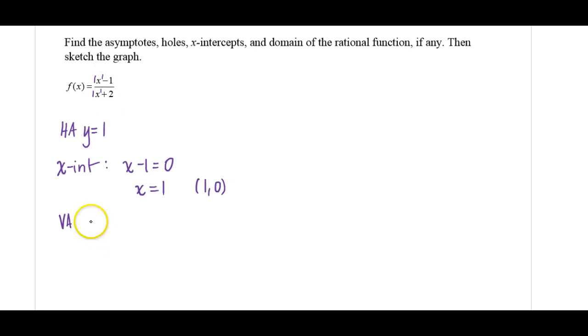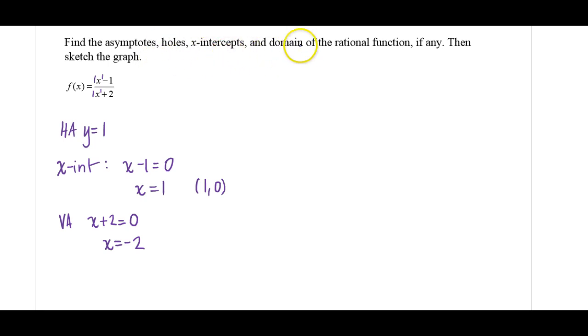So if I set the bottom equal to 0, I have x plus 2 equal to 0. If I subtract the 2 to the other side, I get x equals negative 2, and I should leave my answer in this form, because vertical asymptotes are of the form x equals. So x equals negative 2 is my vertical asymptote. Alright, so now I found my asymptotes, holes (there were none), and x-intercepts.